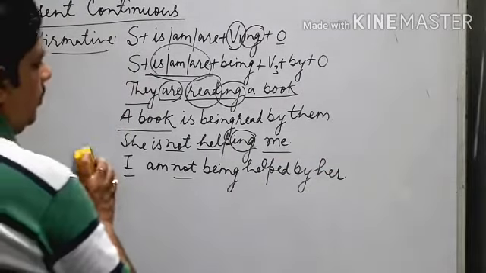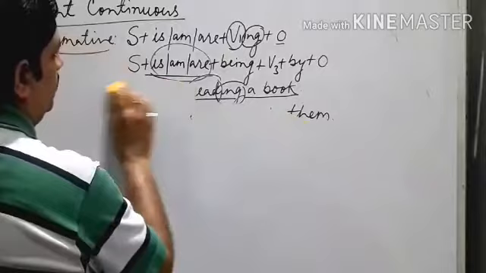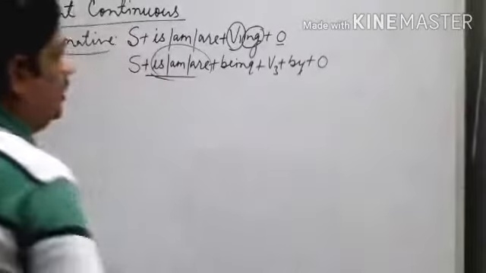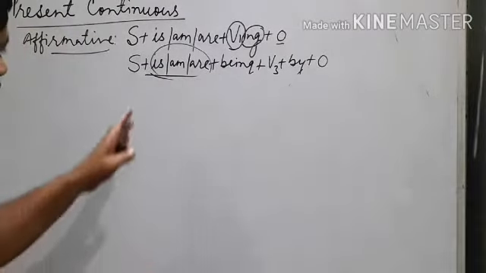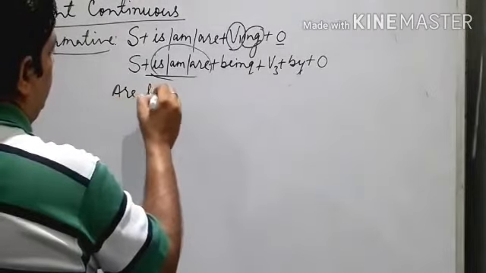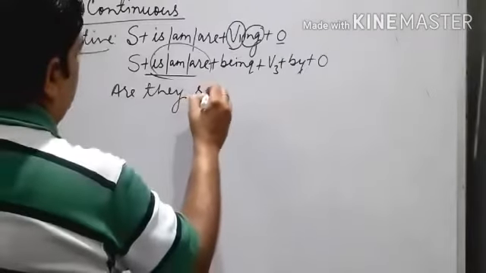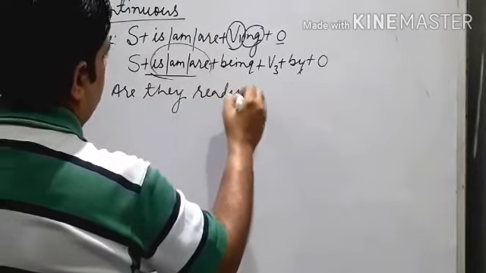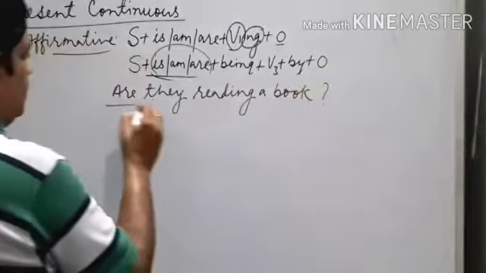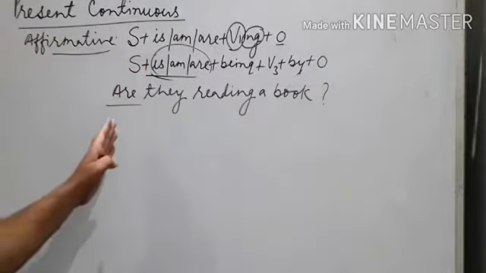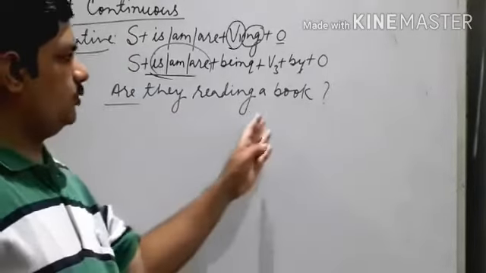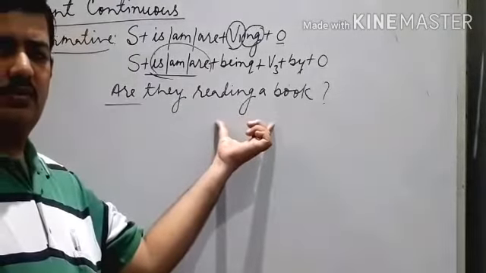Now we change the same sentence, but the form will be interrogative. Listen, like, are they reading a book? Are they reading a book? See, this is interrogative. So we don't have to be a little bit afraid or fearful about such kind of situations. Quite easy it is. Don't feel panic.